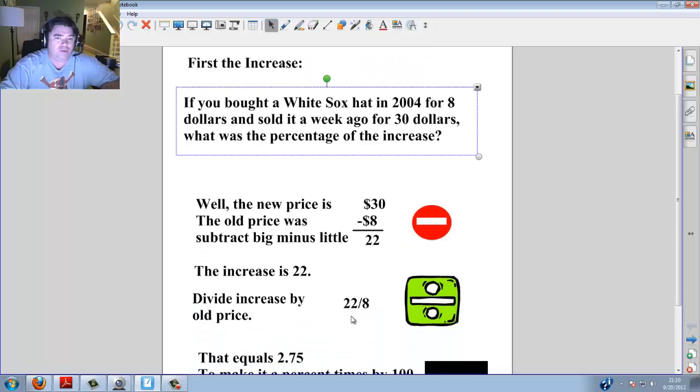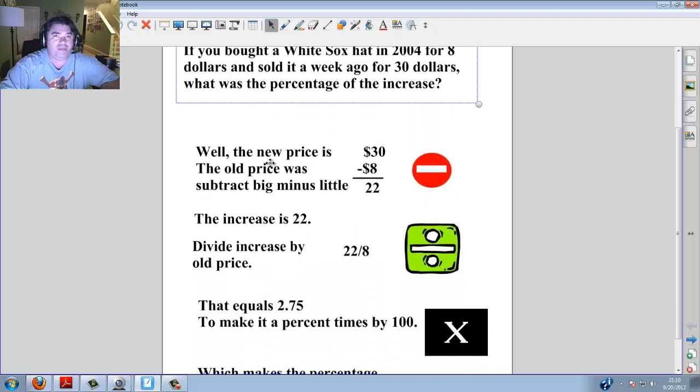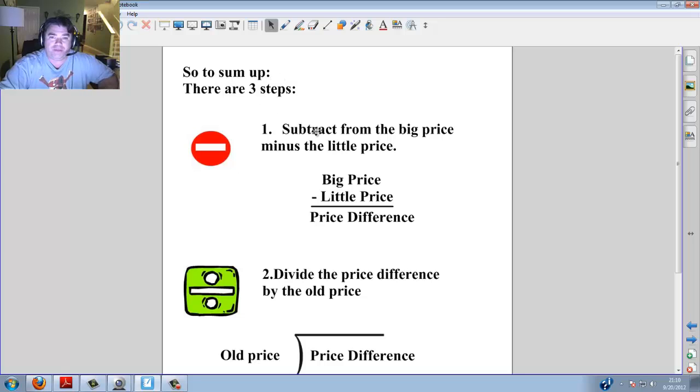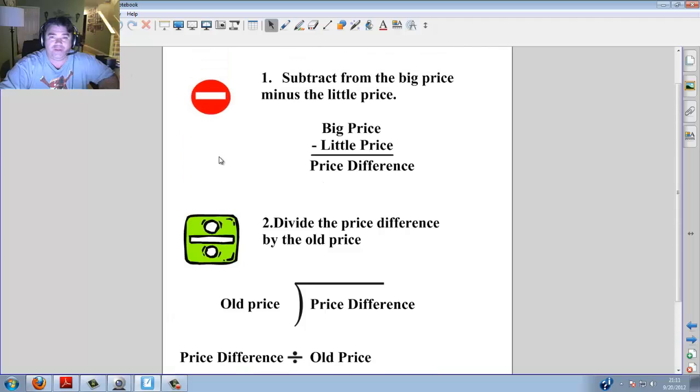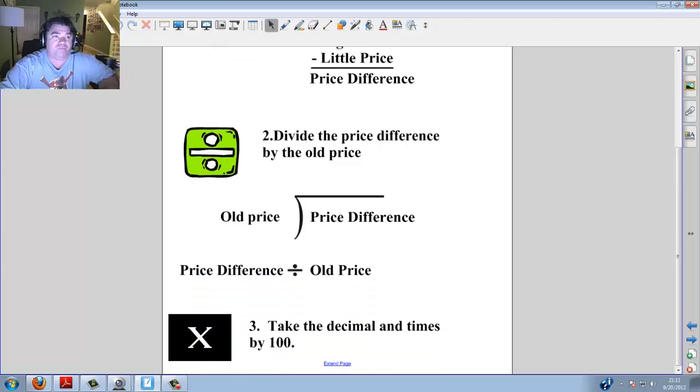Again, let me quickly review. I say big number minus little number divided by the old price times 100, or I just like to say big minus little divided by the old times 100. Do that for those four things, and this whole thing is a snap. Let's go to the next page. To sum it up, there are three steps. Subtract big minus little. Divide by the old. Times 100. Okay, easy. And feel free to take notes, at 10 points extra credit, all that.